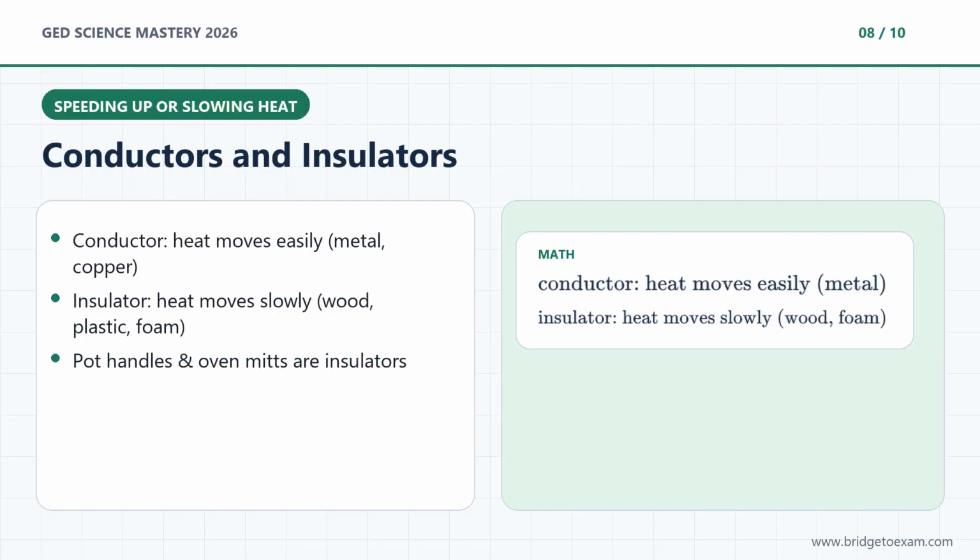One more useful pair, conductors and insulators. A conductor is a material that lets heat move through it easily. Metals like copper are excellent conductors. An insulator is a material that slows heat down. Wood, plastic, foam, and even trapped air are good insulators. This is why a metal pot heats up fast, but its handle is often plastic or wood, so it stays cool enough to touch. And it is why oven mitts are thick cloth, not metal. The insulator slows the heat before it reaches your hand.